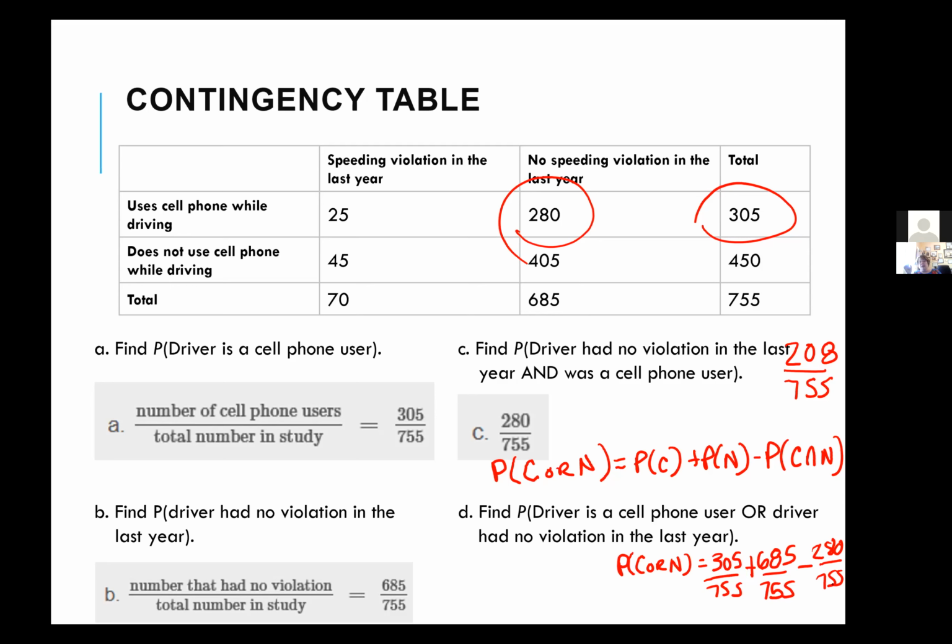So the probability of one or the other is the sum of the two probabilities minus the probability that they both occur at the same time. And you can use your cell phone and not get a violation. 280 people did this. Whatever that equals, using arithmetic, that's 710 out of 755.